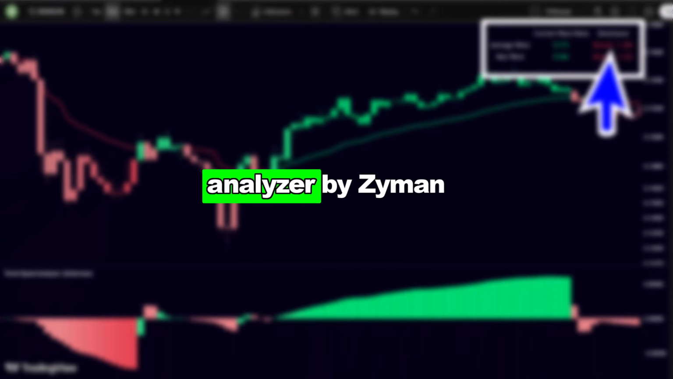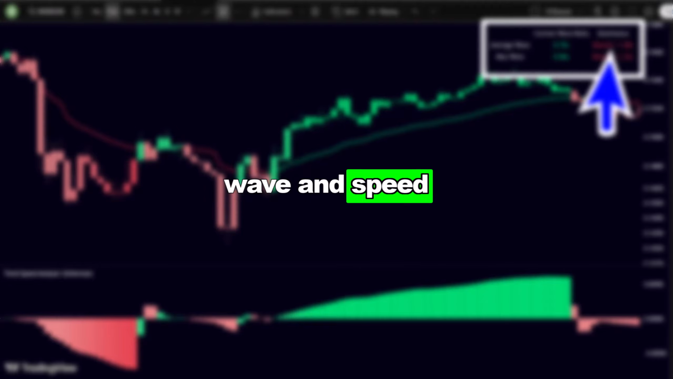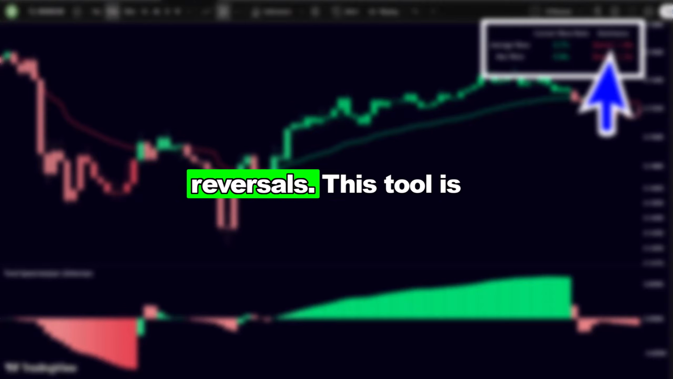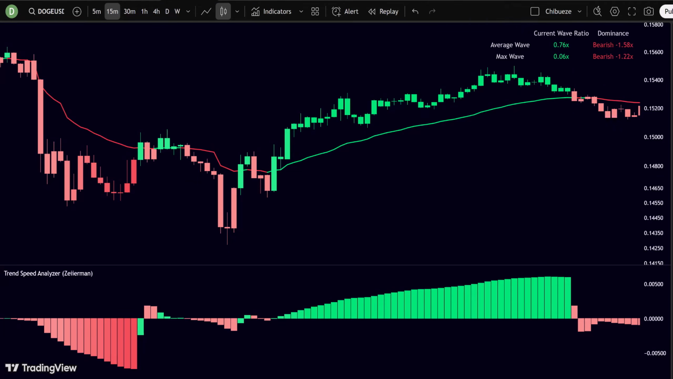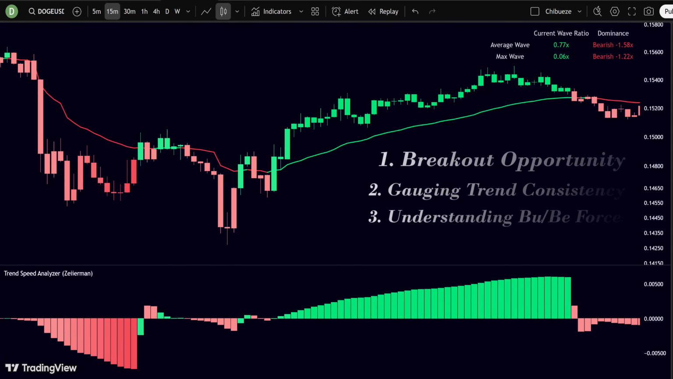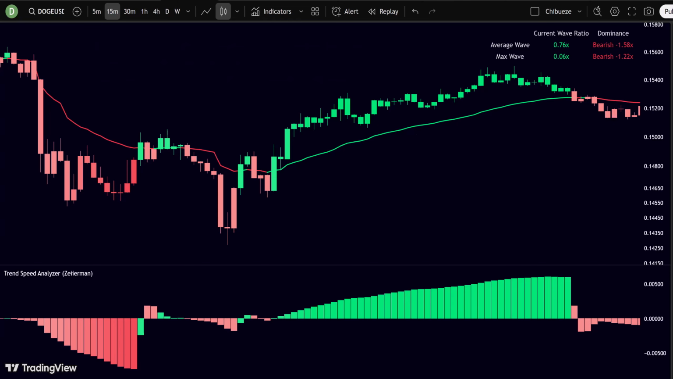The Trend Speed Analyzer by Zeiierman measures market trend strength and speed, offering traders insights into momentum dynamics. It uses a dynamic moving average and wave and speed analysis to visually identify trends, market strength, and potential reversals. This tool is useful for identifying breakout opportunities, gauging trend consistency, and understanding bullish or bearish forces over different time frames. Its dynamic moving average, DMA, is responsive to price changes, making it suitable for both long-term trends and short-term momentum analysis. Now let's look at the settings.